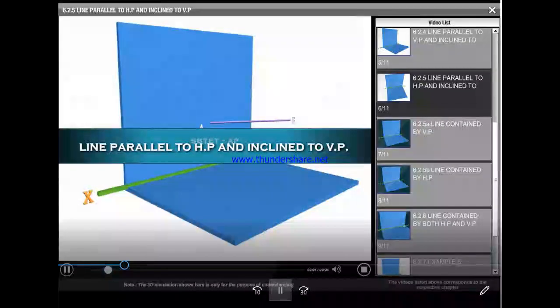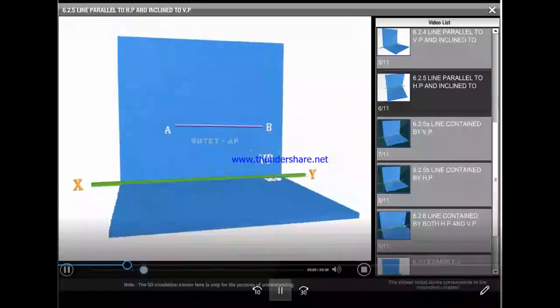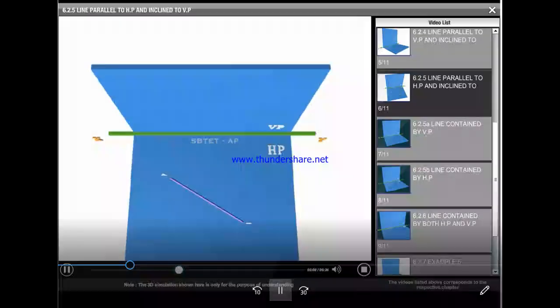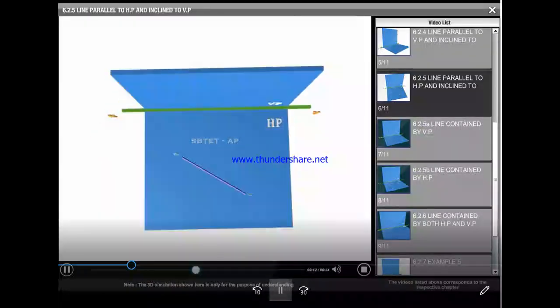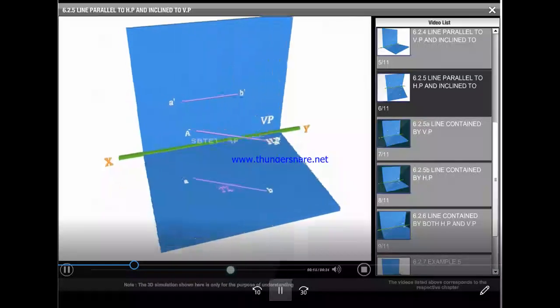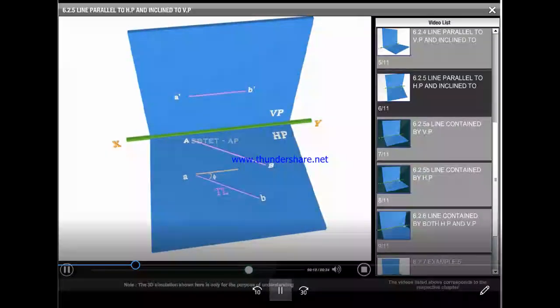Line parallel to HP and inclined to VP. In this, we will see how the projections of a line will be when it is parallel to HP and inclined to VP. The top view will show the true length and the true inclination of the line with the VP, phi. The front view will be parallel to XY and show reduced length.